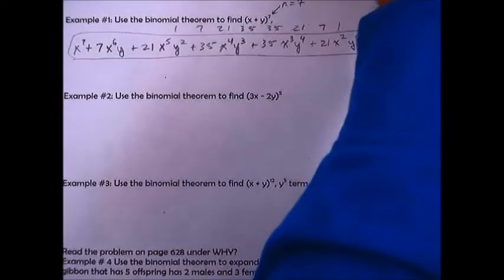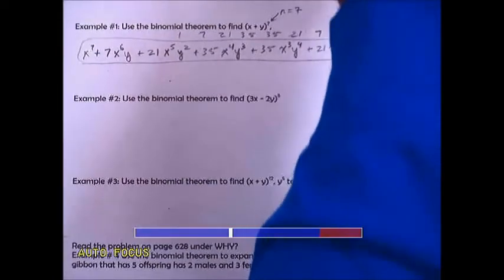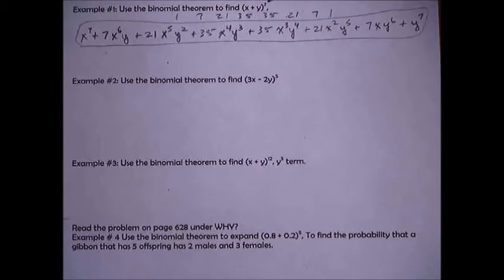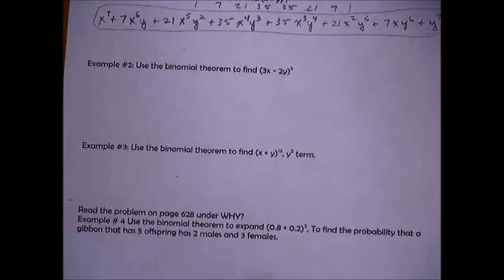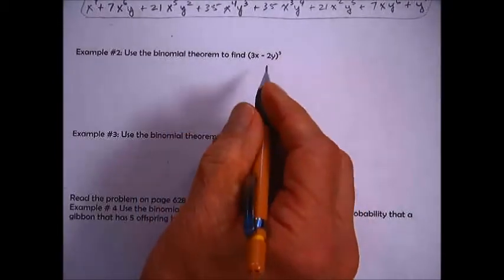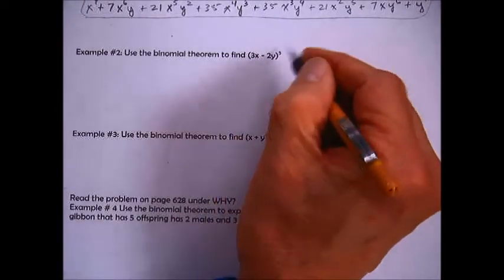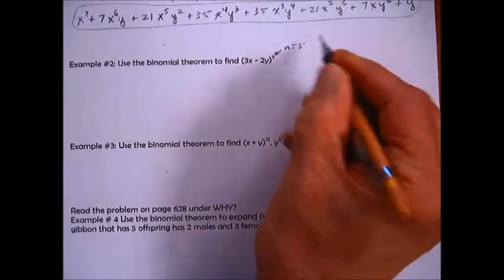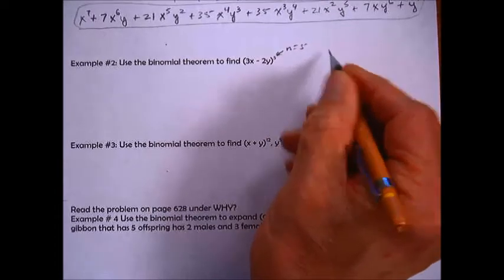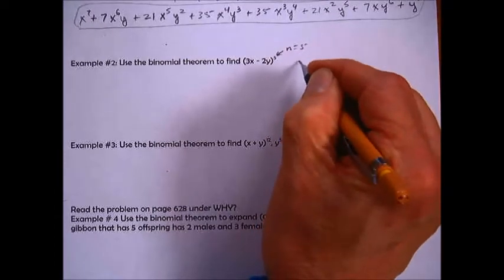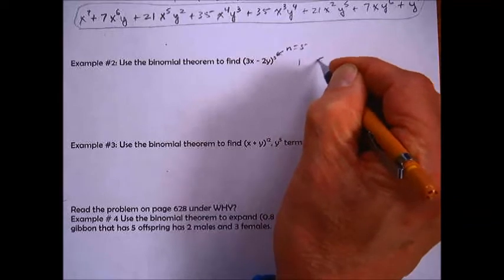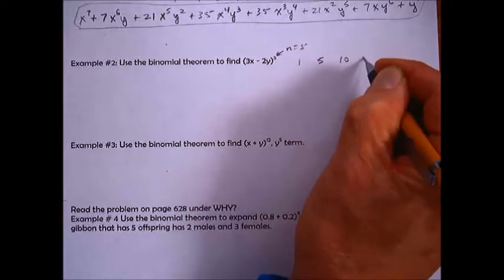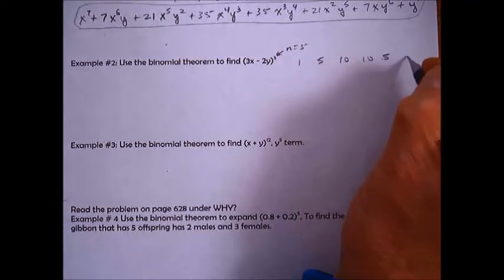Looks like I need to make it a little bit smaller here. Okay, so now the plot thickens here. It gets a little bit more complicated, although this time n is only going to be equal to 5. So we're going to go to the fifth row of Pascal's triangle, and that fifth row is 1, 5, 10, 10, 5, 1.